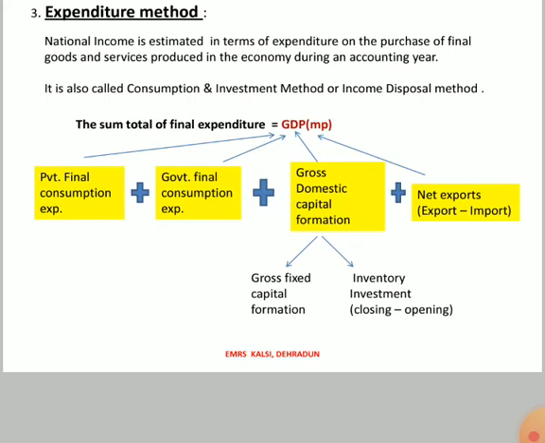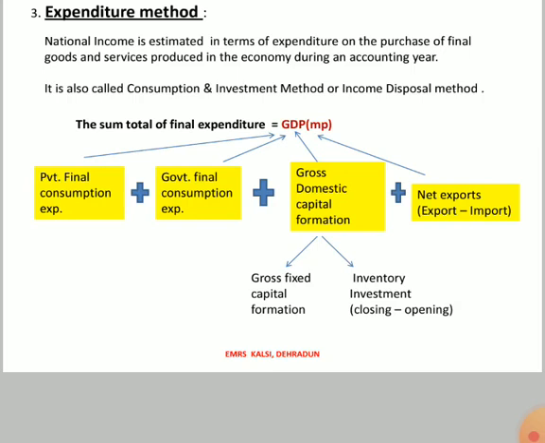We will see the formula one by one. Today we will see the expenditure method. We will start from the easiest one to the most complex. The methods are not tough, but they are complex in nature. So in today's class we will see how we can find the national income using the expenditure method.